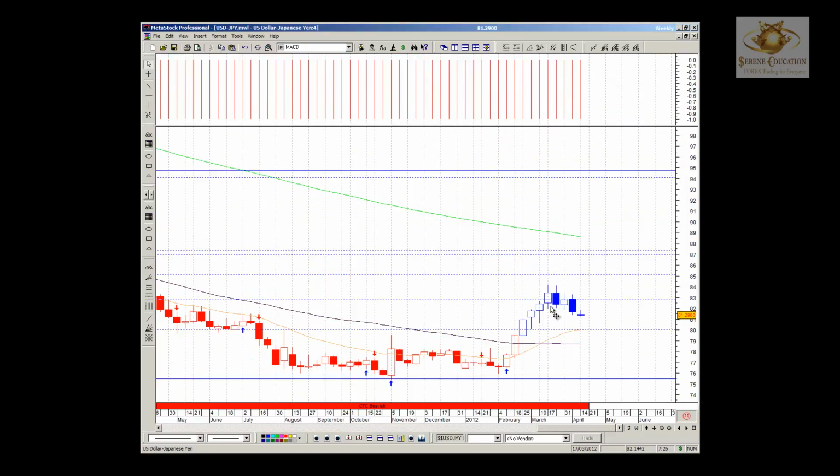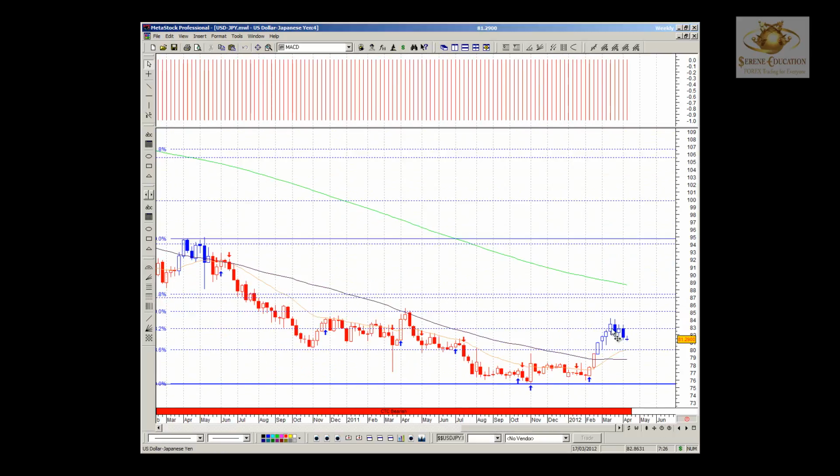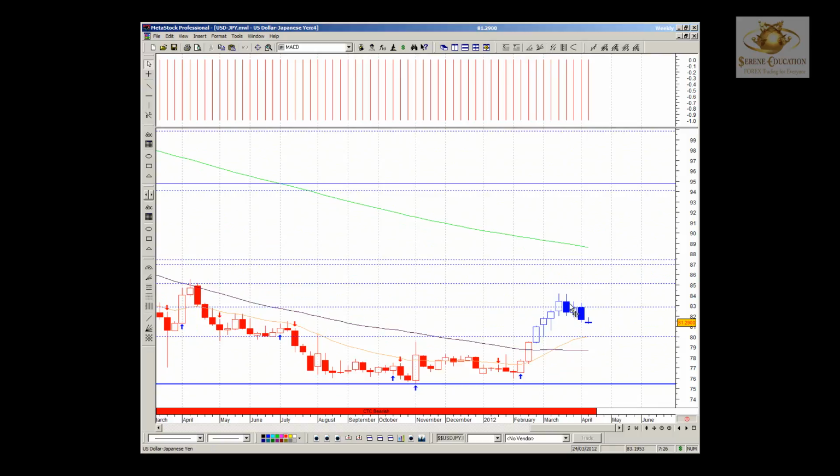Let's have a look at the weekly. Price rallying all the way to 8400. Very strong price support and resistance level on this pair. And now we're seeing price really pulling back, hesitating, a bearish engulfing here at this 8400 mark.